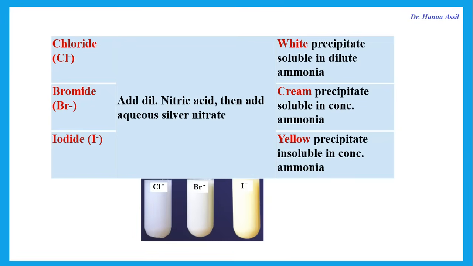So how do we distinguish? We try to dissolve it in concentrated ammonia. Now, if it was due to bromide, the precipitate dissolves in concentrated ammonia. But if it is iodide, then the precipitate will not dissolve in dilute or concentrated ammonia.